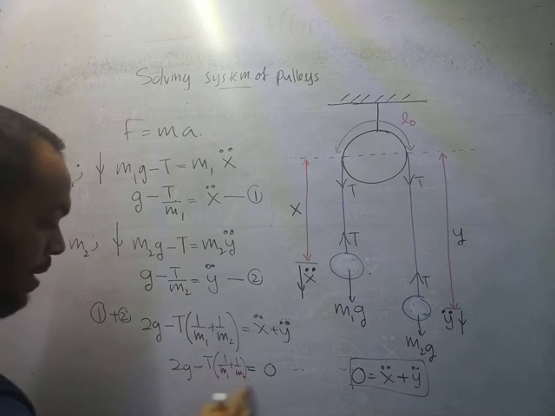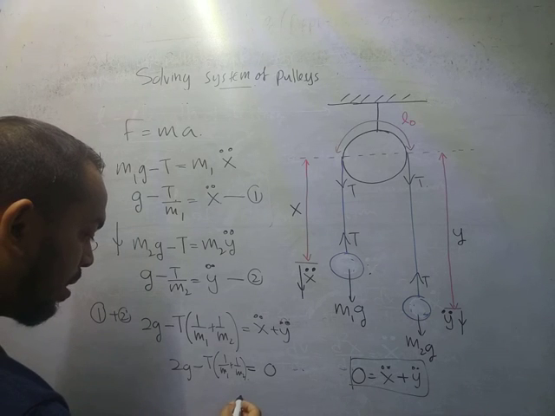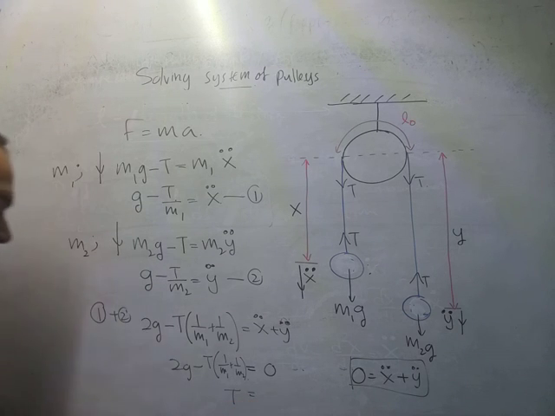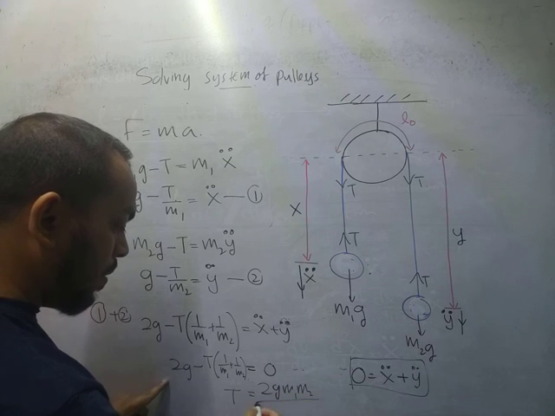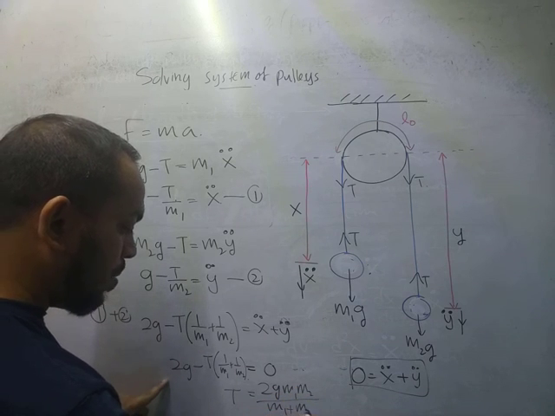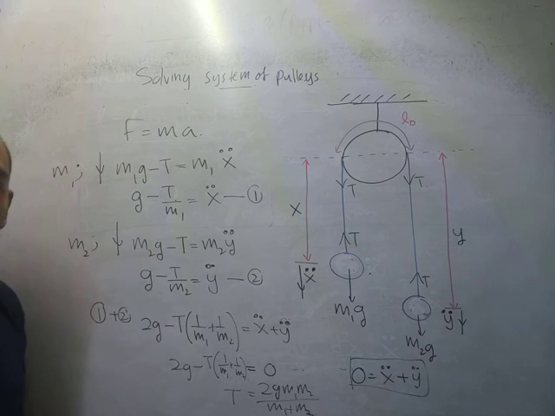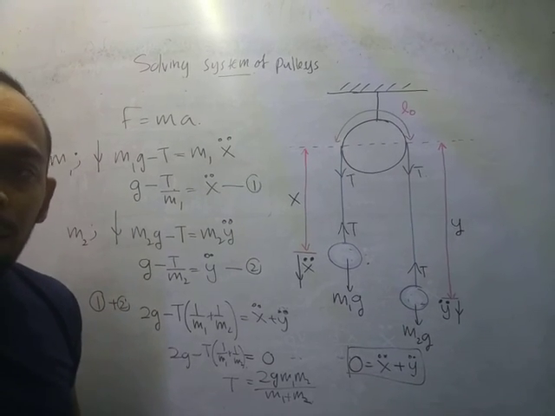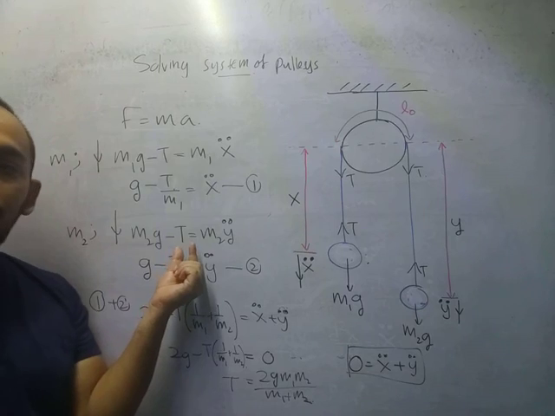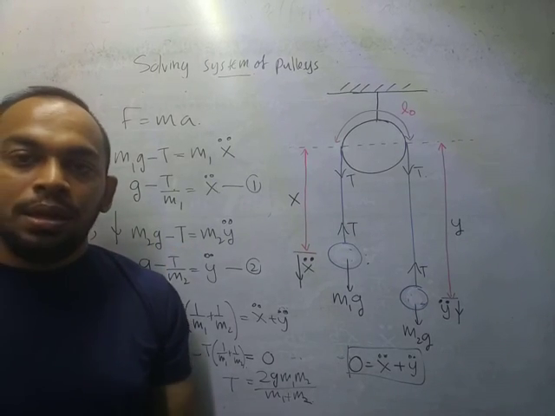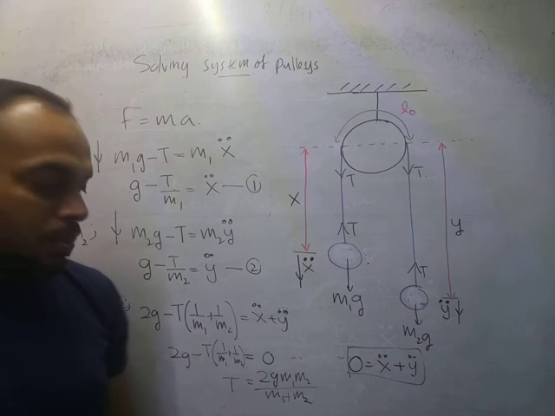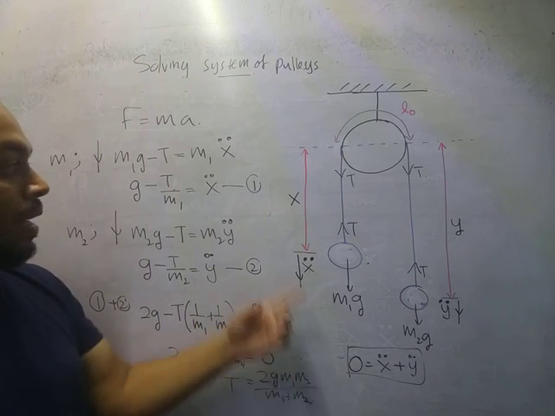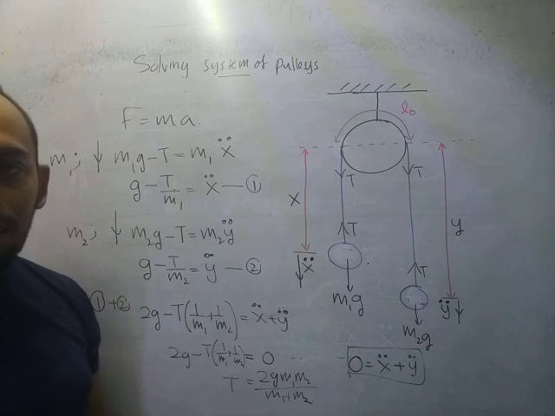Right. Then what is T? Once T goes to the other side, the answer for T is 2g m1 m2 divided by m1 plus m2. Right. So when you use this method, you can directly obtain the tension. Once you obtain the tension, then you can obtain each acceleration.